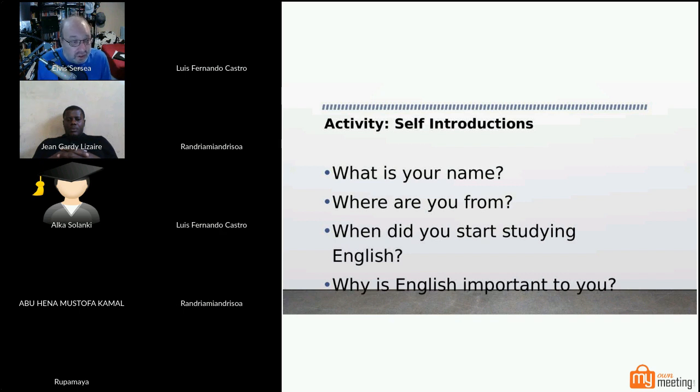Yes, yes, yes. Communication has a lot more to do with having a solid vocabulary and having some conversational skills. And again, that's why we focus a lot on vocabulary in our class. Ooh, somebody's playing music. Okay, so Rupa Maya, tell us a little bit about when did you start studying English? When did you start English?